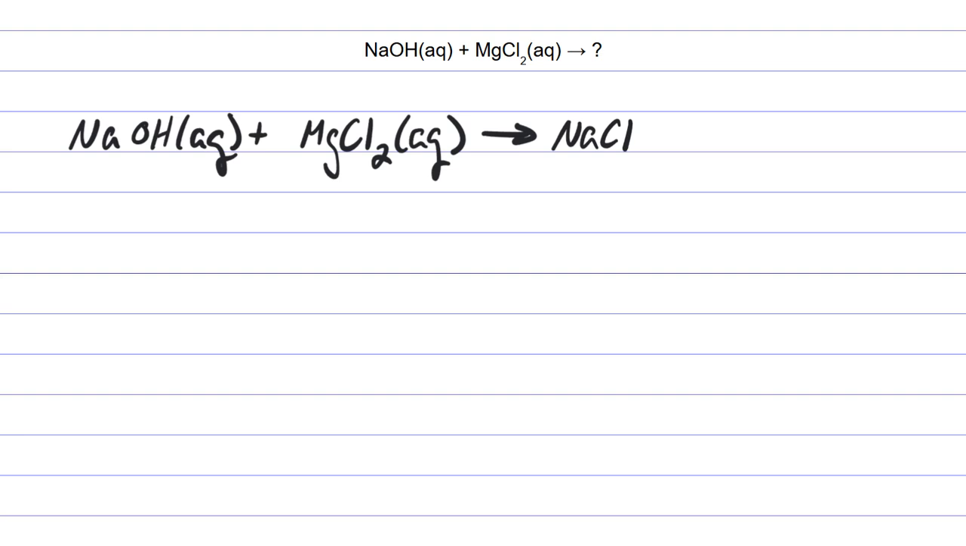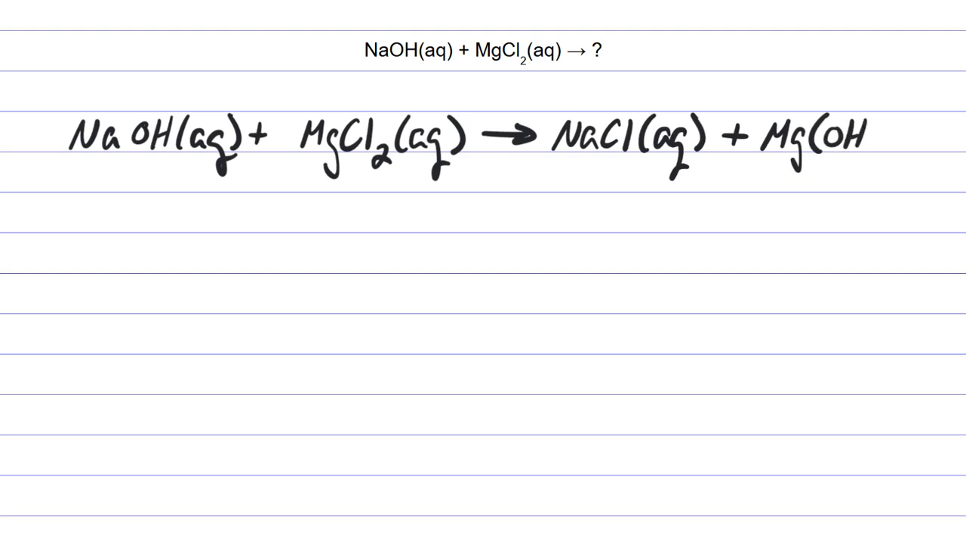Well, this is a very soluble compound. It's a group 1 metal and a halide. So because this reaction is taking place in water, we know that this is going to be aqueous. It's a strong electrolyte. The other compound that's formed is magnesium hydroxide.